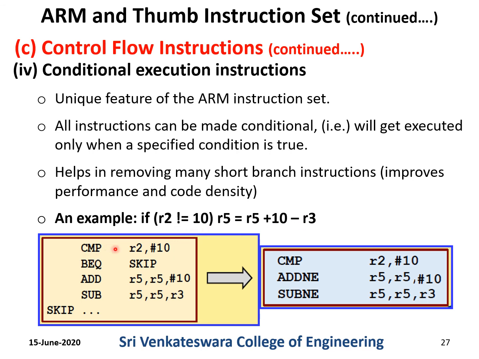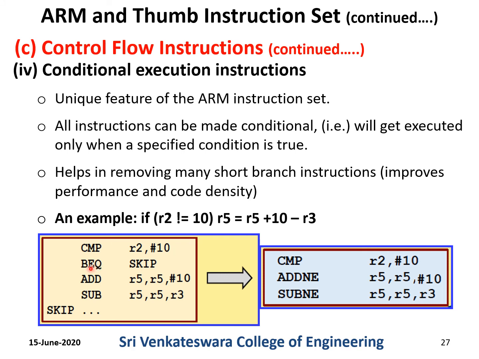So first the compare instruction is used. CMP R2, #10 will compare and set or reset the Z flag. Then the next instruction BEQ will check the Z flag. If the Z flag is set, it means R2 is equal to 10 and R5 should not be added with 10 or R3 should not be subtracted. So it will skip these two instructions and come here. So if the Z flag is set, this happens.